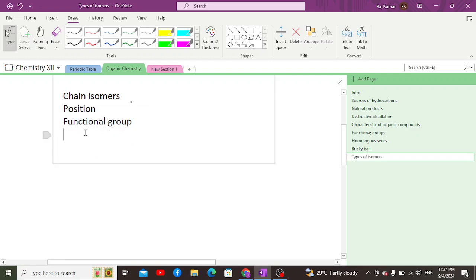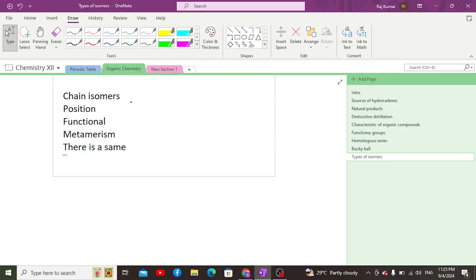Likewise, we have ethers. If we have dimethyl ether, we can create a compound which has the same molecular formula as dimethyl ether but is different in structure, right? So in that sense, functional isomers exist. On the other side, we have the fourth type, which is metamerism. Metamerism is the one in which there is the same functional group in both isomers, but the arrangement of carbon atoms on either side of the functional group is different.